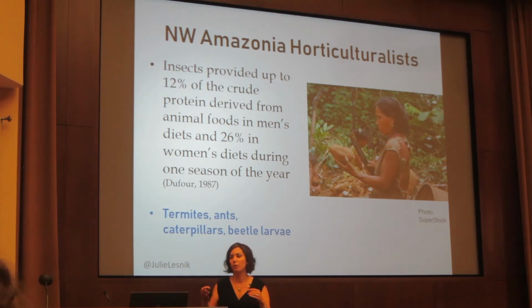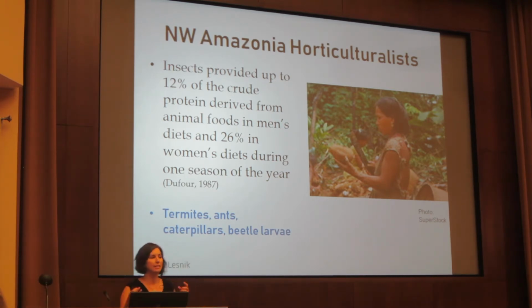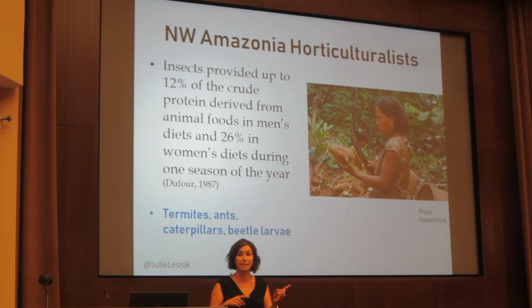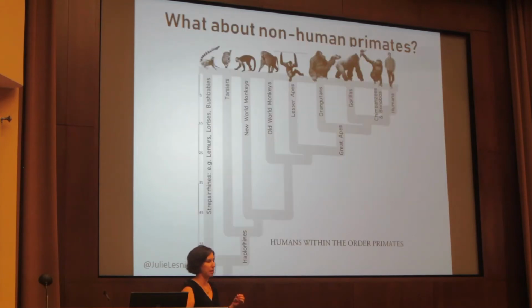But a good example from the Amazon is that insects provide about 12% of the crude protein derived from animal foods in a men's diet in one season of the year, and it'll provide 26% of a woman's protein in that same season. So women are eating these insects a lot more than men.